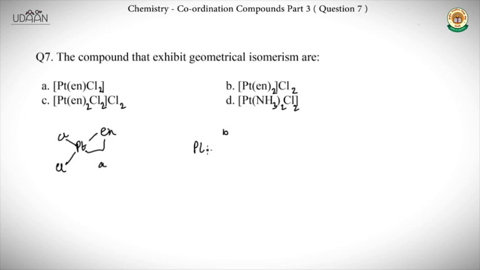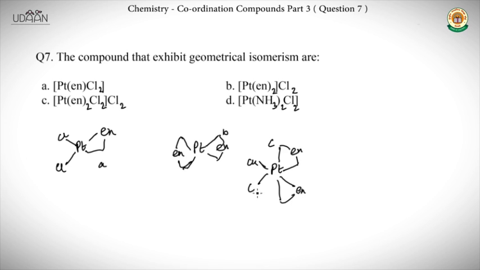The B option has again the same issue, that you cannot make any unique configurations for this case. The C option, as you can see, has 2 Cl groups and 2 En groups. So in this case, you could have it this way. This is an octahedral. The earlier 2 were square planar. So you could have this configuration.